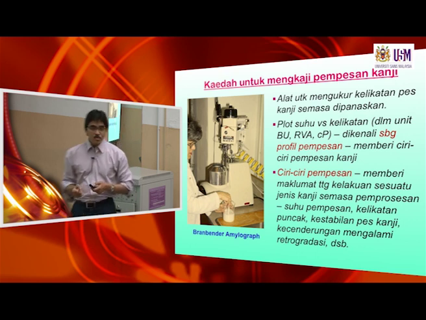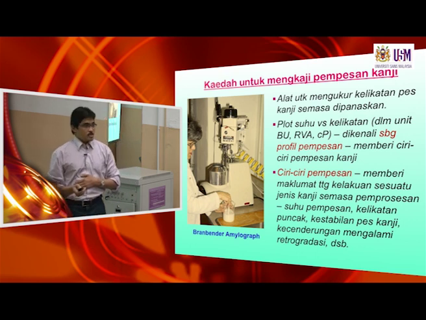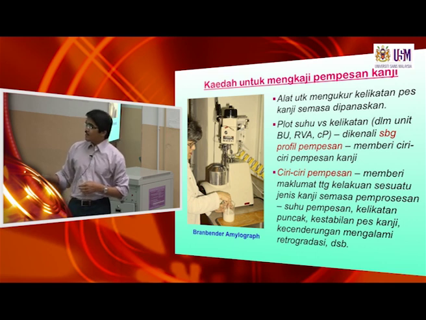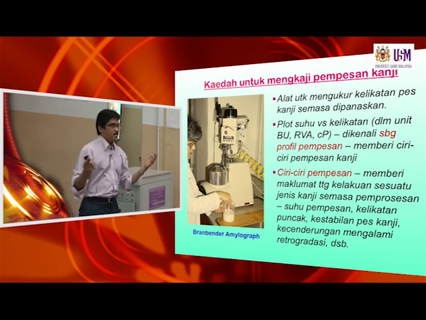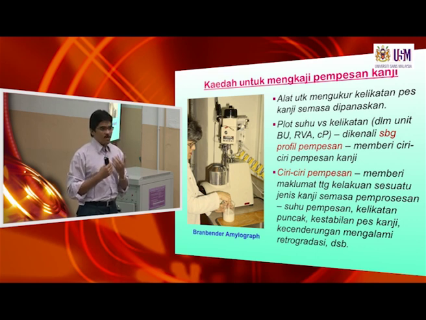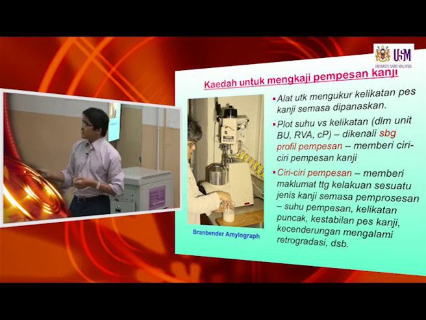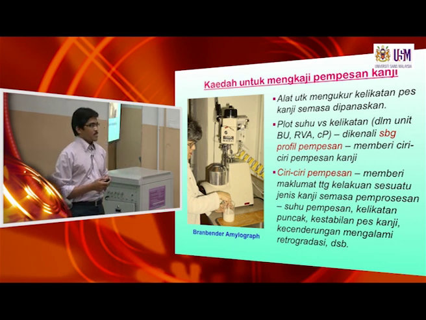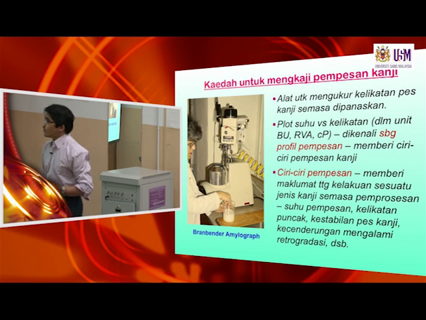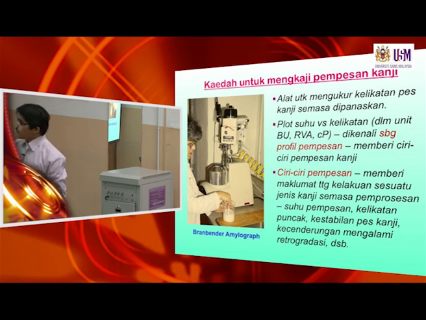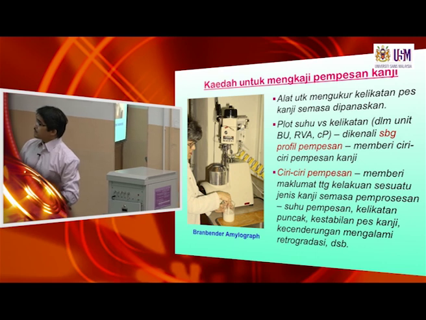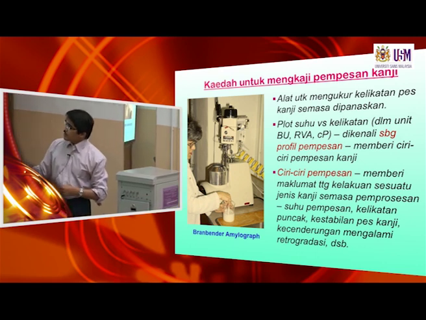So this is a type of instrument. In the old days, this is very famous. You will find, maybe even now, in some old flour mill or in old bakery, you can find this instrument. It is called Brabender amylograph, usually made by a German manufacturer. So you have the bowl here where you prepare the starch slurry and put in the bowl. Then you have a heating mechanism, and you have the paddle or the mixer.